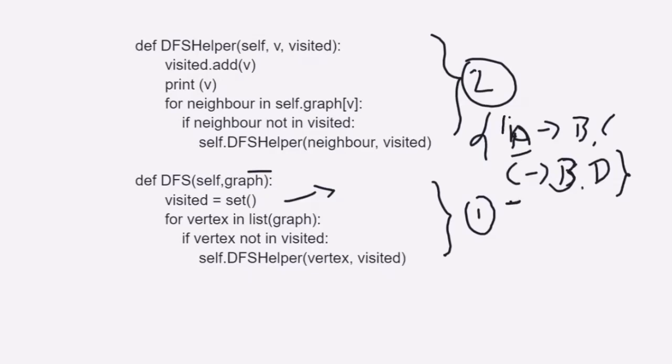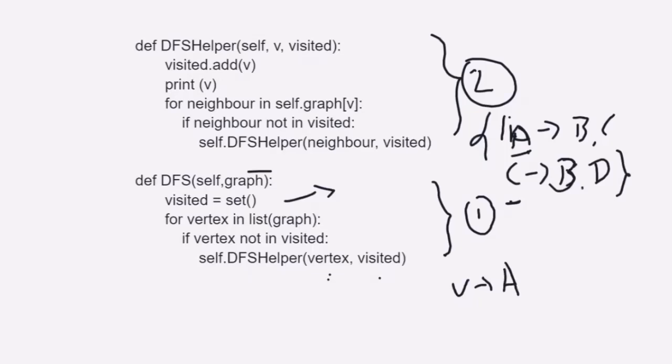So for vertex in list of graph, you'll go to A. You'll check if vertex not in visited. If A is not in the visited set, so suppose we have your visited set here, you will go to DFS helper with the vertex A and this visited set. Now here you have V as A and the visited set. Then you will add A node to visited.